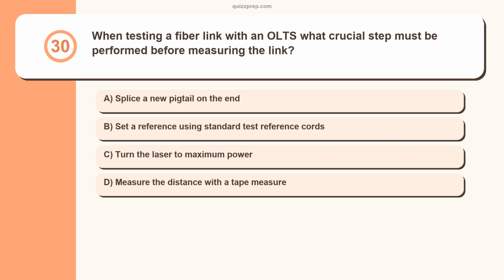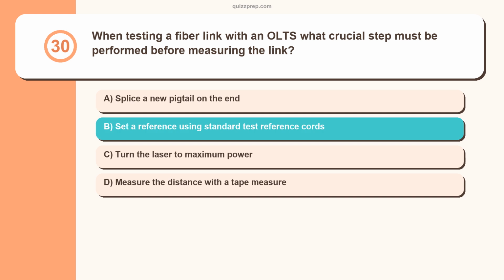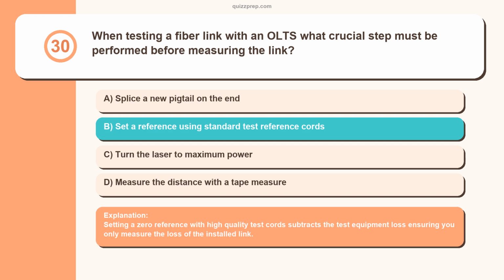Question 30. When testing a fiber link with an OLTS, what crucial step must be performed before measuring the link? Splice a new pigtail on the end. Set a reference using standard test reference cords. Turn the laser to maximum power. Measure the distance with a tape measure. Setting a zero reference with high-quality test cords subtracts the test equipment loss, ensuring you only measure the loss of the installed link.